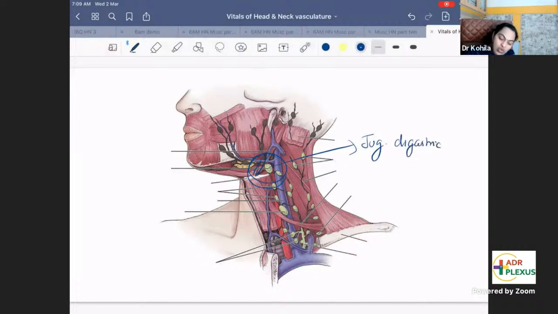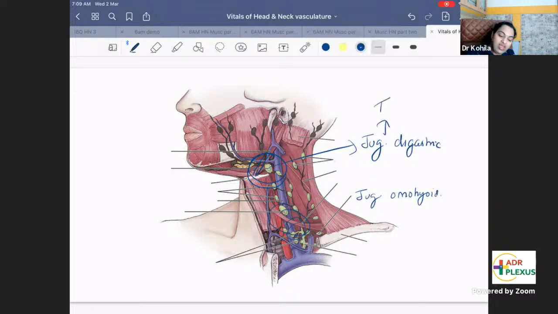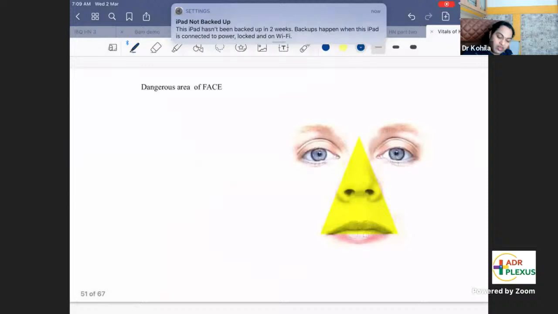And in relation to the intermediate tendon, inferior belly of omohyoid, is the jugulo-omohyoid node. So the jugulodigastric is the principal lymph node for the tonsil, and the jugulo-omohyoid is the principal lymph node for the tongue. Okay, in malignancy of those.